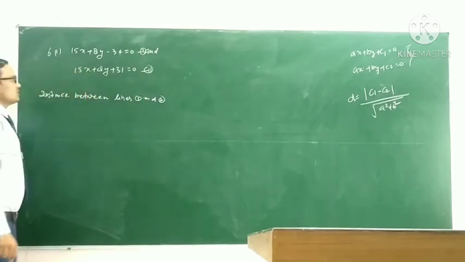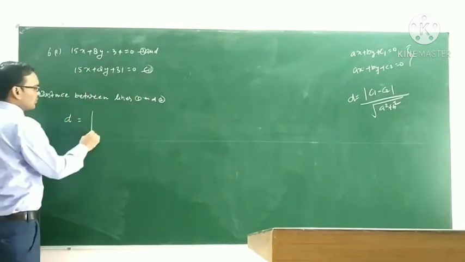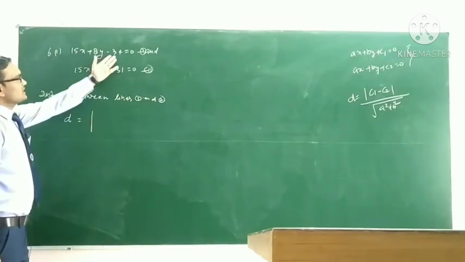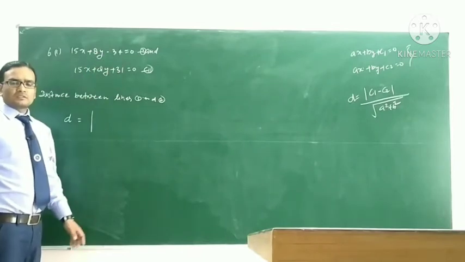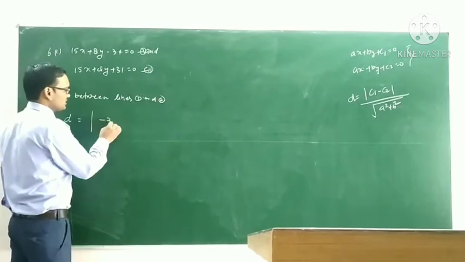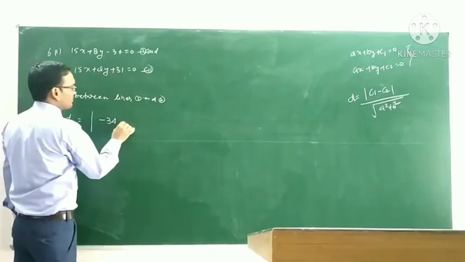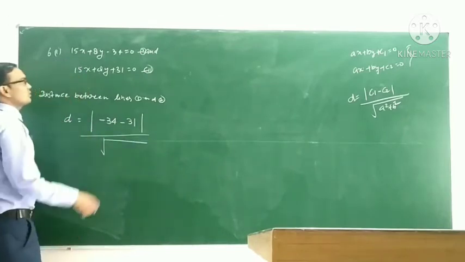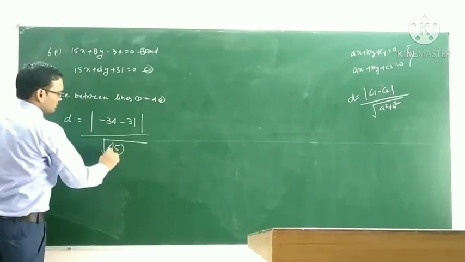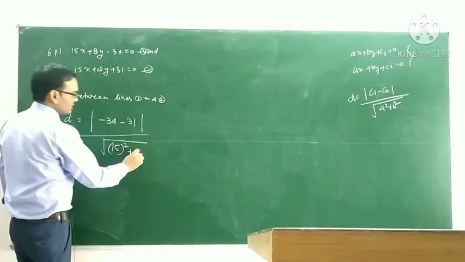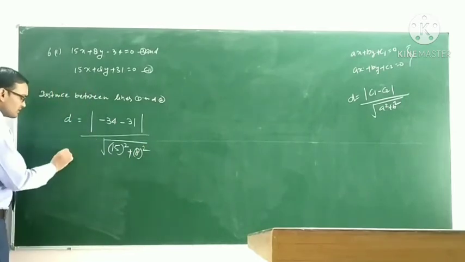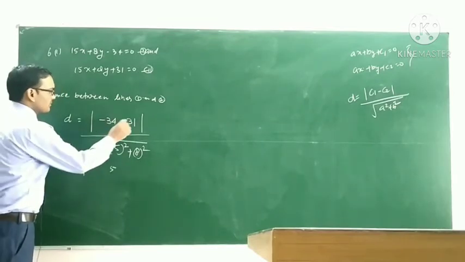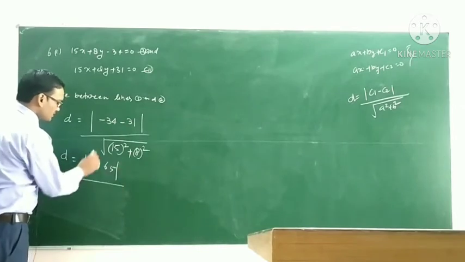Okay students, d is equal to mod of c1, which is minus 34, and c2 is 31, upon square root a square, that means 15 square, plus b square, that means 8 square. Okay students, this implies mod of minus 34 minus 31, that is minus 65.